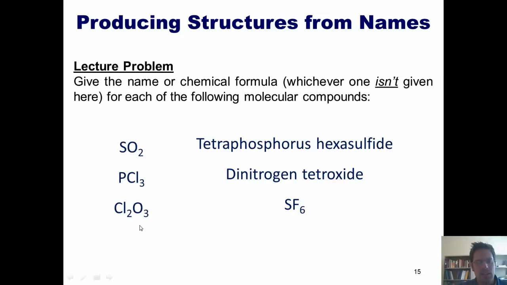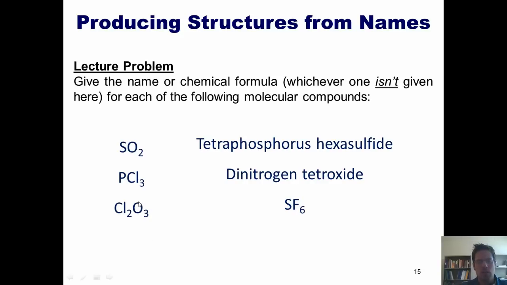Let's take a look at this example down here. We've got a chlorine that's the atom to the left, and we've got an oxygen that's the atom to the right. The chlorine's name stays exactly the same, but because it has a 2 as a subscript, we have to put the prefix di before it. Hence, the name of this is going to start by saying dichlorine.